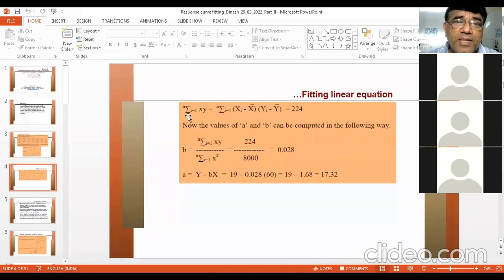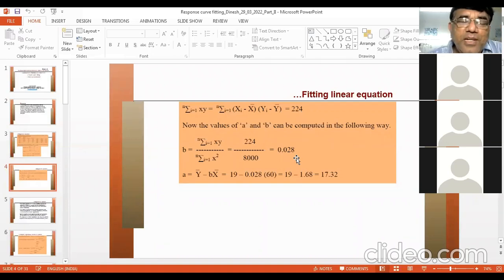Now, summation xy, the sum of cross products, is 224. This is the formula you need to remember. You must remember it; I may ask you in the examination. Summation xy upon summation x square is equal to 224 over 8,000, so you get the value of b as 0.028. This is the value of b.